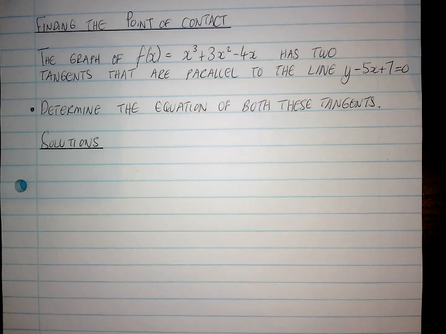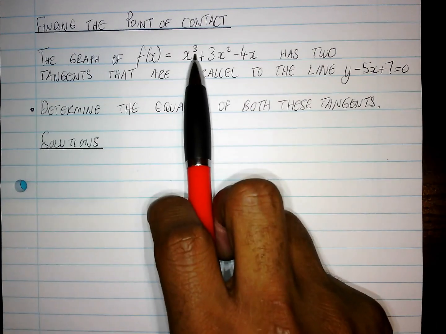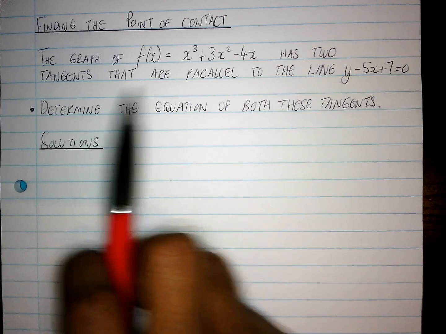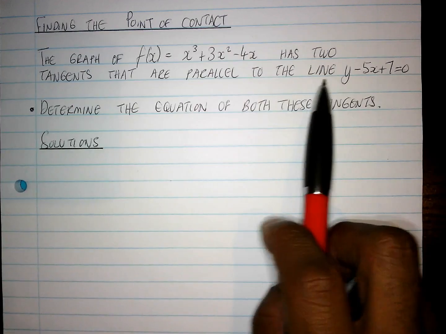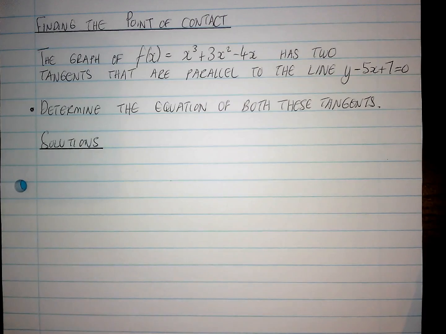And we know that m is equal to the derivative of y with respect to x. Now here they say the graph of f is equal to x to the power 3 plus 3x squared minus 4x, and it has two tangents that are parallel to the line y minus 5x plus 7 equals 0, right? Now it means that we have two tangents that we have to find, meaning that we have to find 2 points of contact, meaning that we have to find 2 coordinates of x and y, and also we have to find the gradient, right?